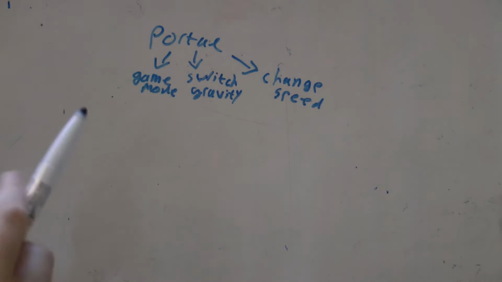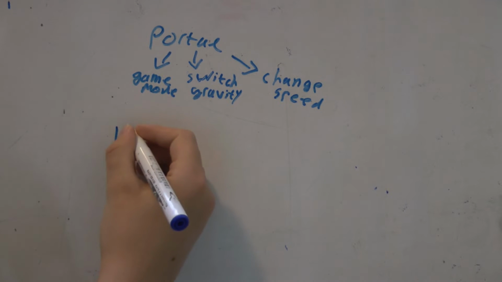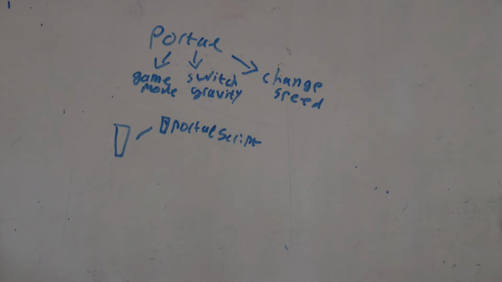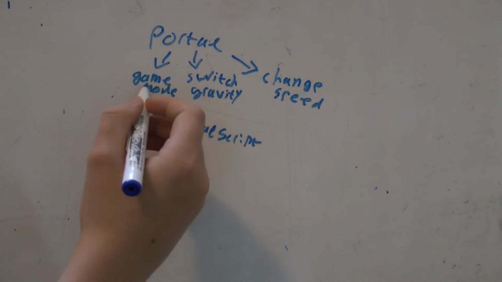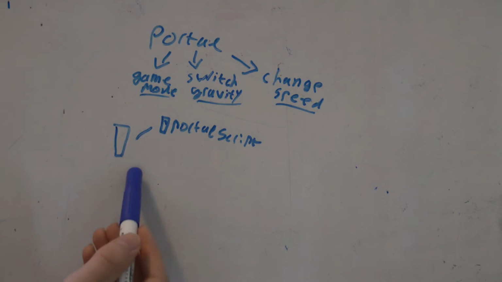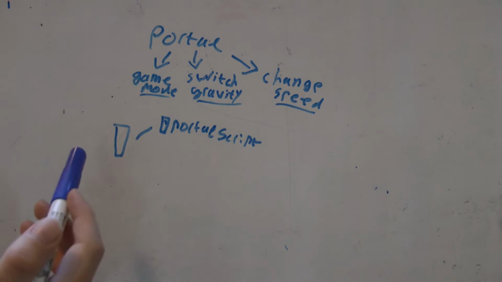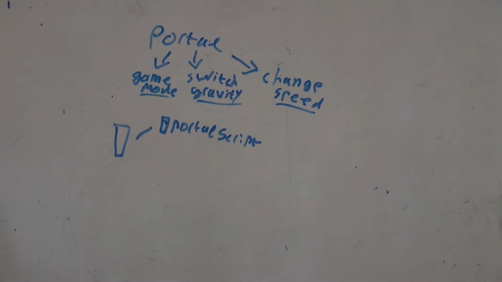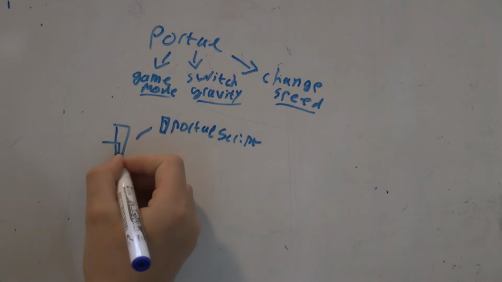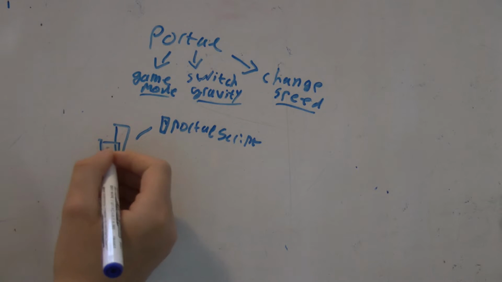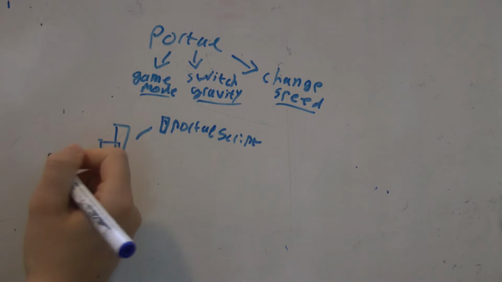We're going to have a portal object, and it's going to be holding a portal script, which will keep track of what exactly of these 3 we want to change and what we want to change it to. For example, will this change the player into a ship? Will it switch the gravity? Will it change the speed to faster? And then once the player collides with our portal here, then the portal script will communicate with our movement script.